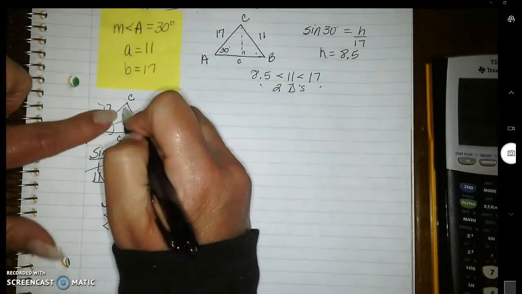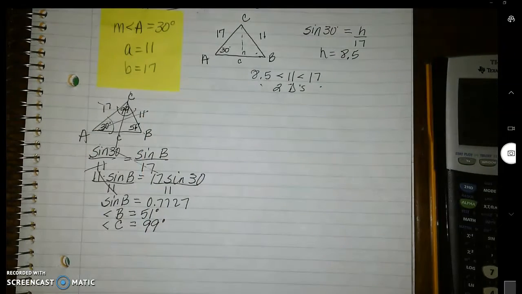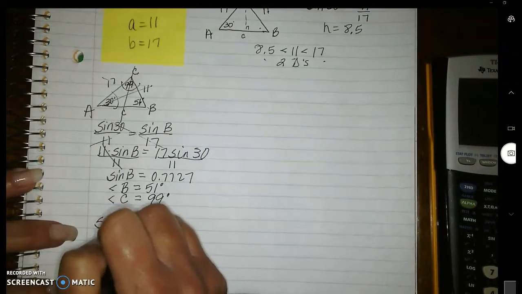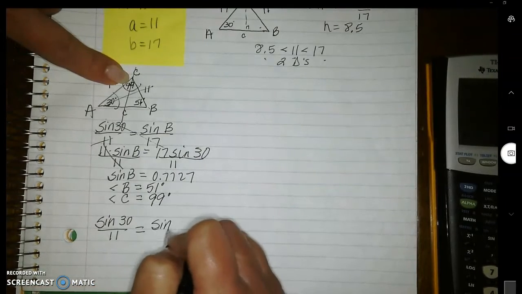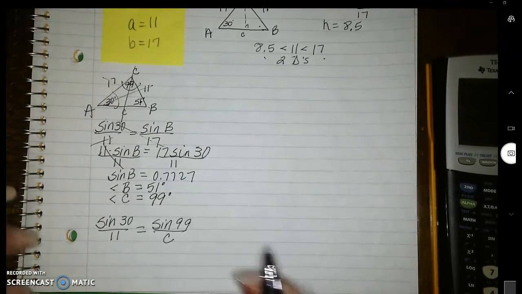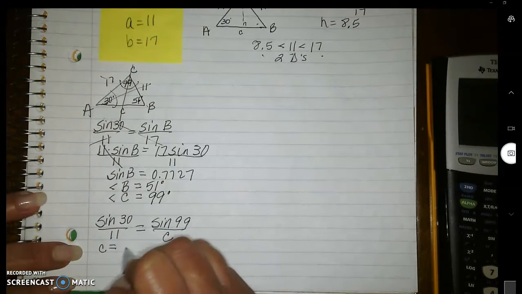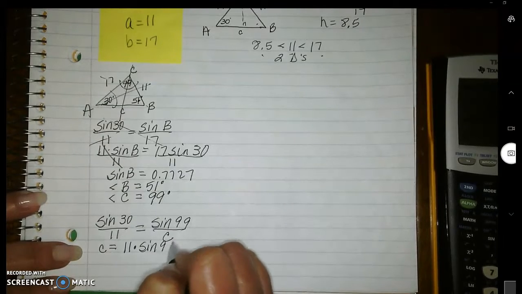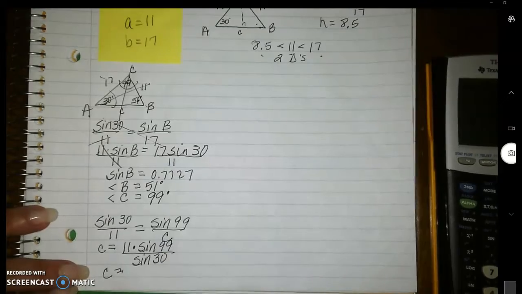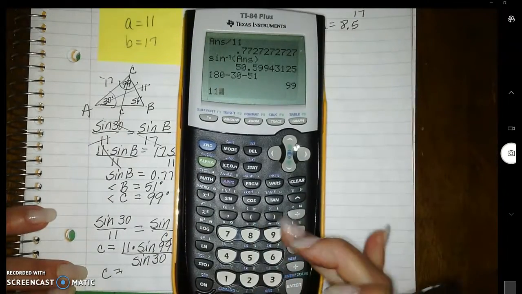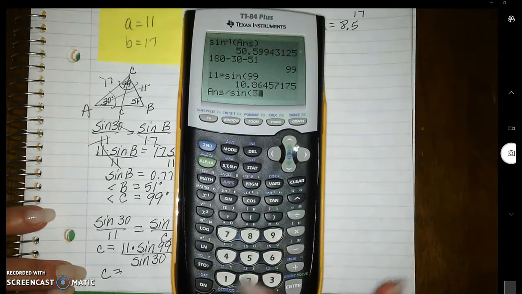And now I can use this 99 and side C, my 30 and 11, and go do law of sines again. So let's set that up. The sine of 30 over 11 is going to equal the sine of 99 over side C. Which means when I solve for C, I'm going to end up doing 11 times the sine of 99 divided by the sine of 30. And let's type all of that into the calculator. So 11 times the sine of 99 divided by the sine of 30.